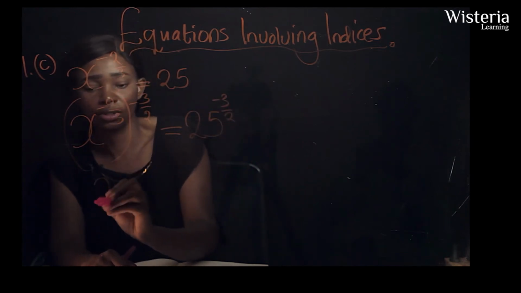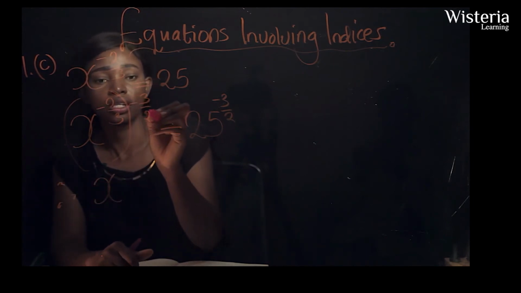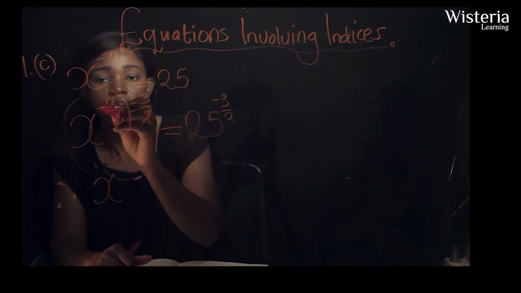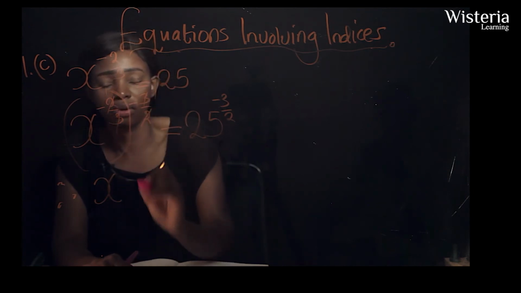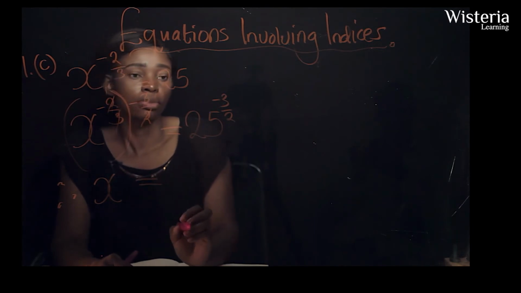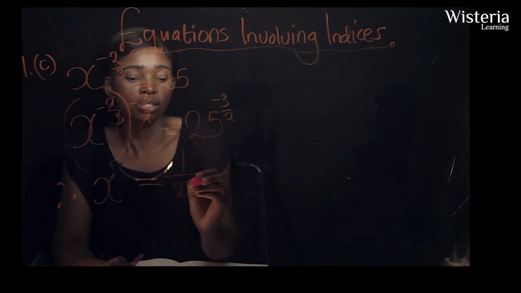Therefore, here we're going to say x is equal to 2 into 2 is 1, 3 into 3 is 1, negative times negative is positive. So here x to the power 1 is the same as x, which will be equal to, in this case, we're going to say 1 over 25 to the power 3 over 2.